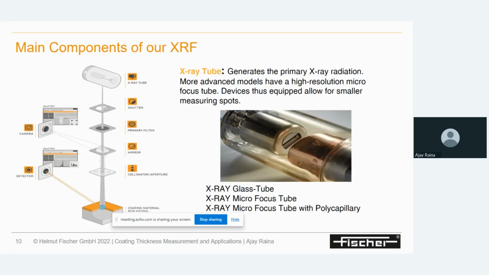And if you have something a little more complicated, then we have the option of microfocus tubes. Then we have tubes which can have polycapillary also, and now we also have tubes with a chrome anode for very light elements. And basically, if you see the picture here, this is the X-ray tube from where we actually generate the radiation.